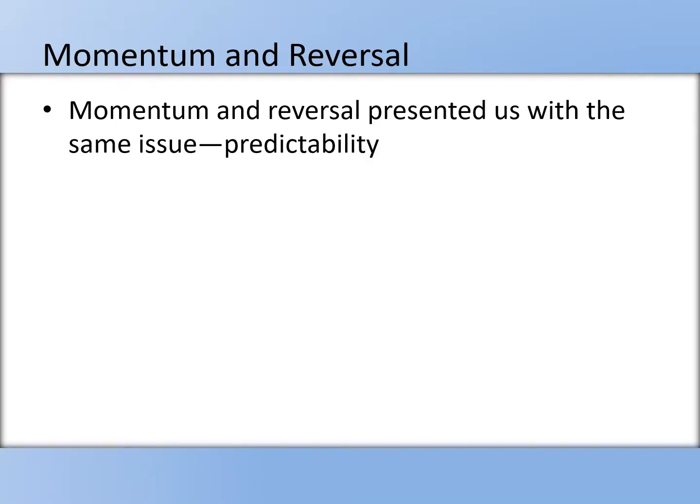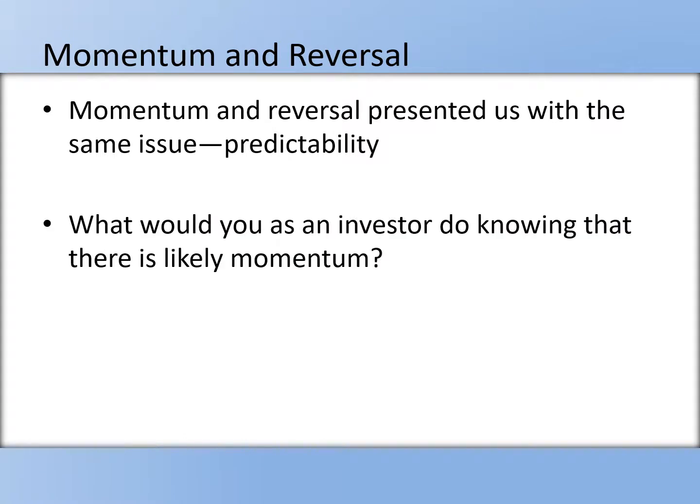Now, momentum and reversal presents us with the same issue, which is predictability. Here, it doesn't seem like it's a risk factor. It simply looks like the market has some particular trend of moving, and it seems like it's something you can take advantage of. Given that stocks that have been doing well tend to do well in the near future, a valid strategy would be to buy stocks that have been doing well, and if you can, short sell stocks that have not been doing well. So this is in fact a profitable strategy.